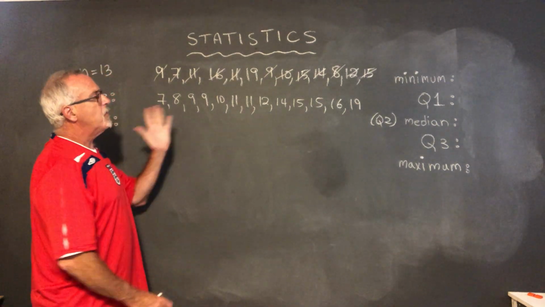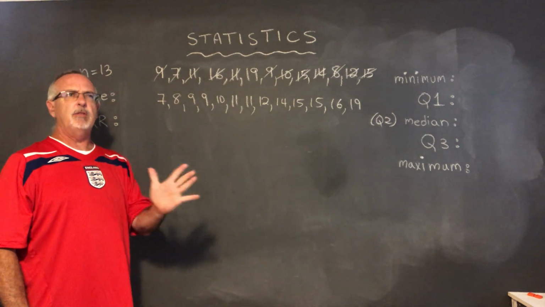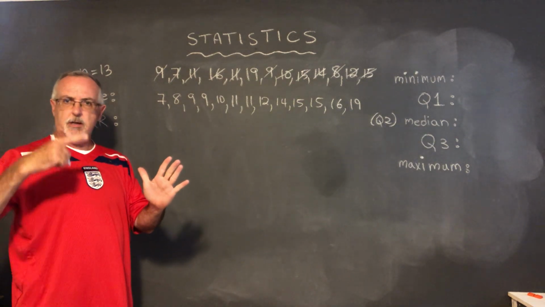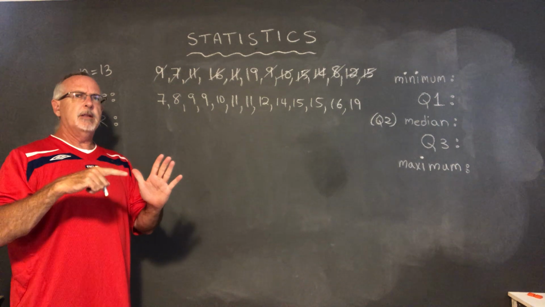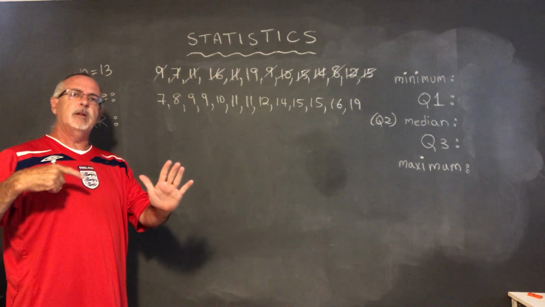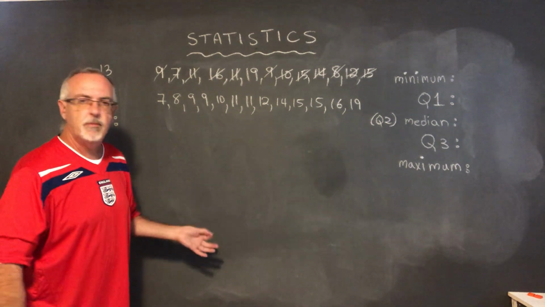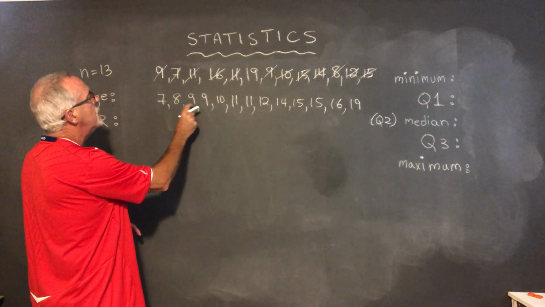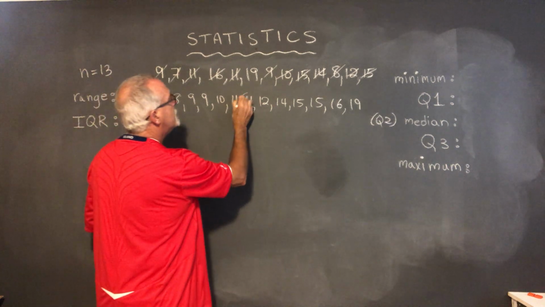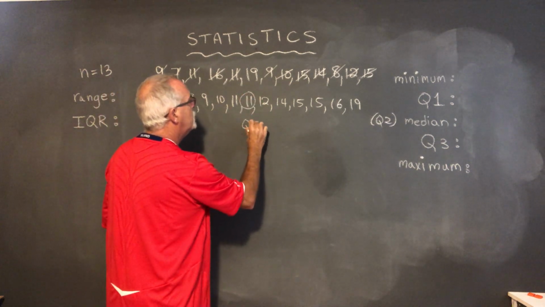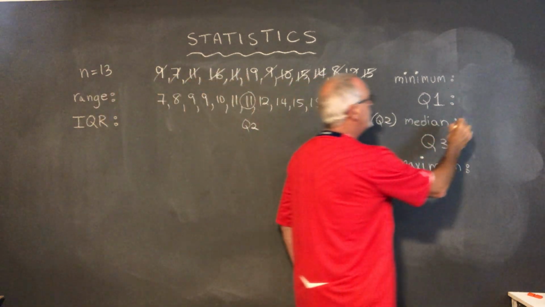Now, the median. When there are 13 values, the 7th value is going to be the median. Double check that in my mind. If it's the 7th value, there's 6 to the left of it, 6 to the right of it. 6 plus 6 is 12, plus that 7th value is 13. I am right. Okay, so it's the 7th value. 1, 2, 3, 4, 5, 6, 7. The 7th value is an 11. That is our Q2, otherwise known as our median.